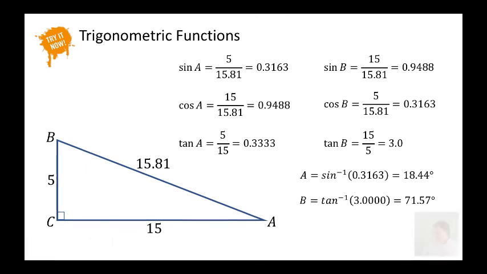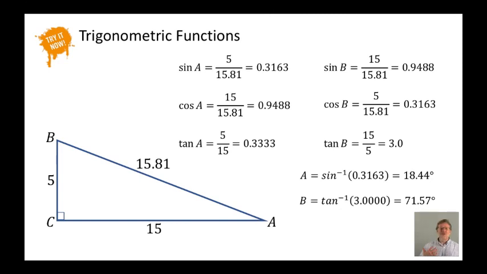Welcome back. The fact that I used inverse sine for A and inverse tangent for B was completely arbitrary. You could have chosen inverse cosine for both of them, or inverse tangent for both of them. You can choose any one of those inverse trig functions to find the angles. You just have to make sure you're using the right ratio that corresponds to the right trig function.